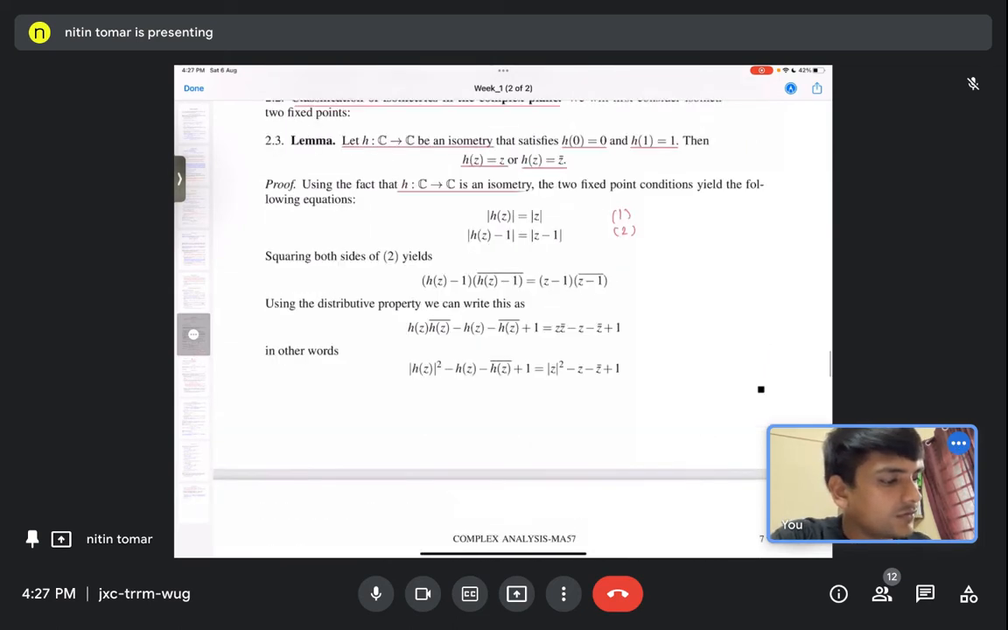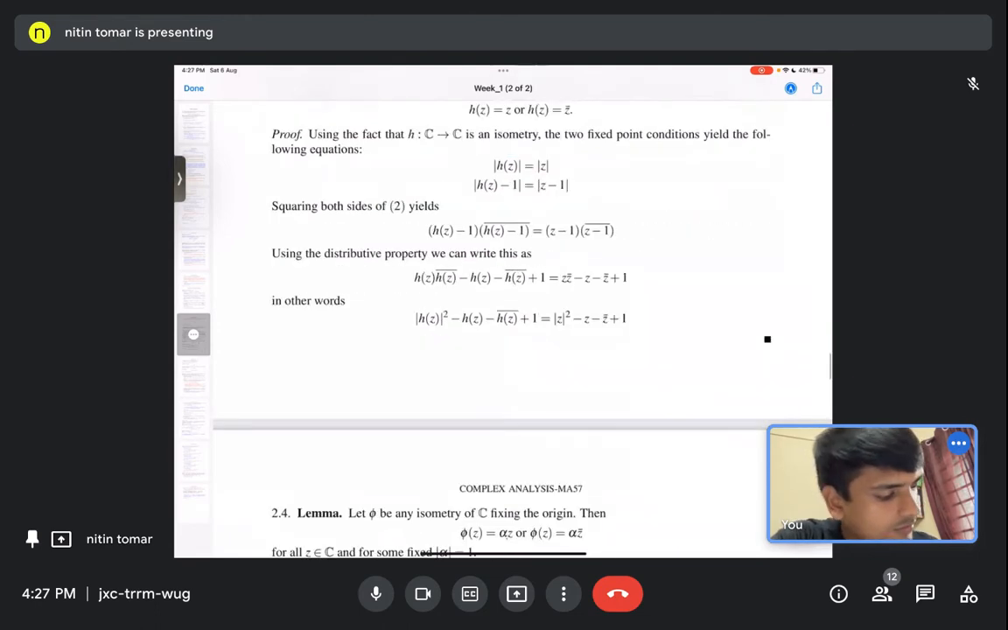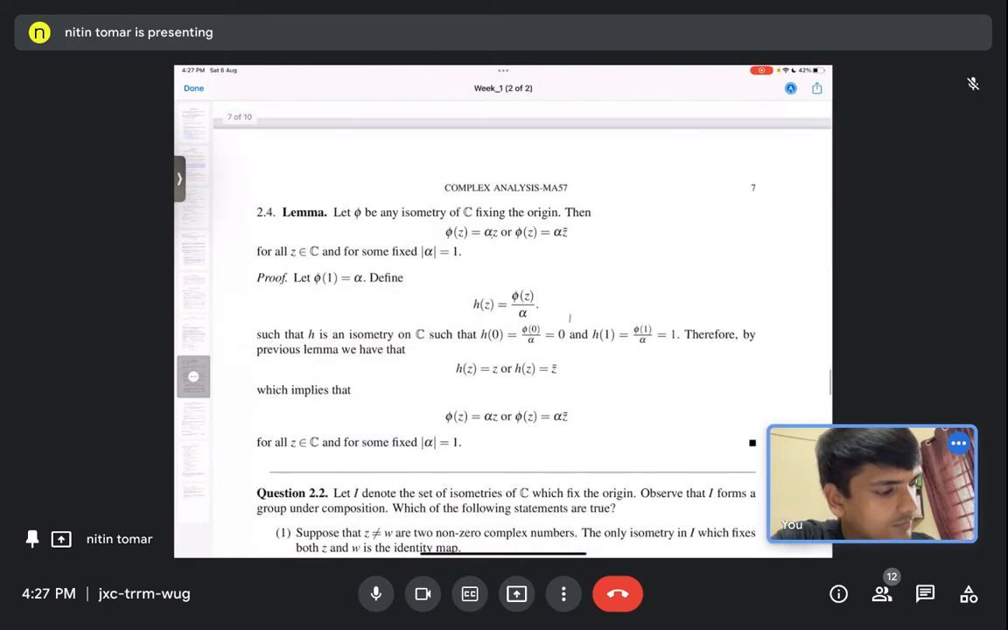Now what if, why did I write that? Yes. So now one lemma we have, that if phi be an isometry of C which fixes the origin. See, in the previous case, that H was an isometry of C, the complex plane, which was fixing 2 points, origin as well as the point 1, z equal to 1. But in this lemma, we are characterizing all those isometries which fix the origin.